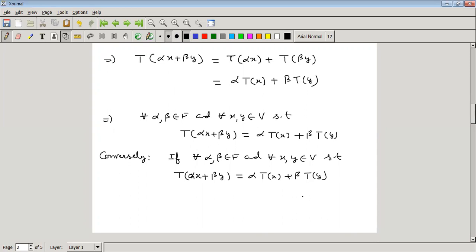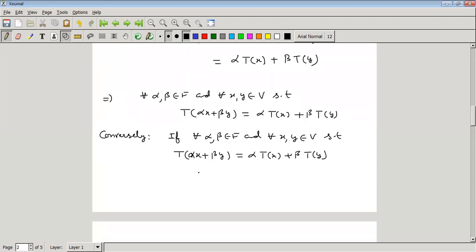What are those two conditions? T of x plus y is equal to Tx plus Ty. And what is the second condition? T of alpha x equal to alpha times Tx. So can someone tell me what are the choices of alpha and beta so that we can use this condition, because this is a given condition? We use this condition and we prove that T of x plus y equals Tx plus Ty. But what are the choices of alpha and beta?